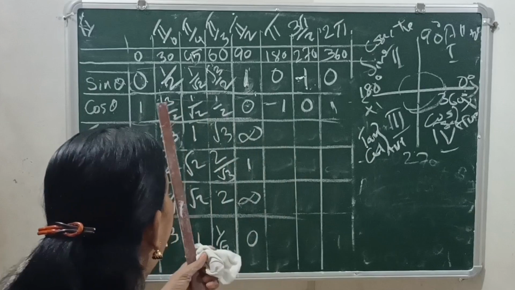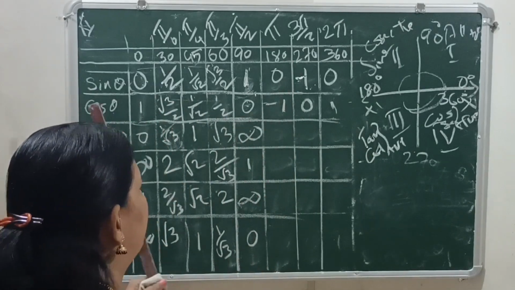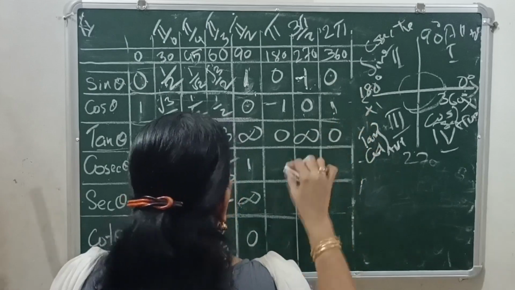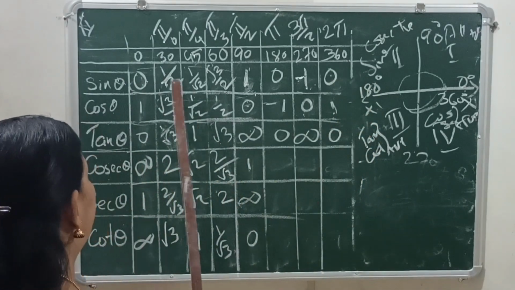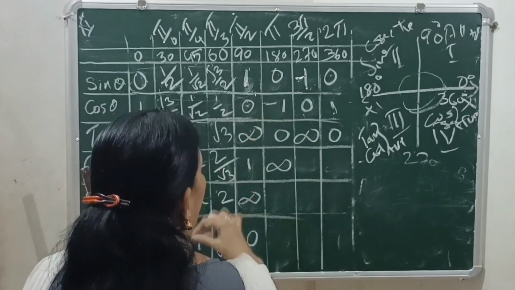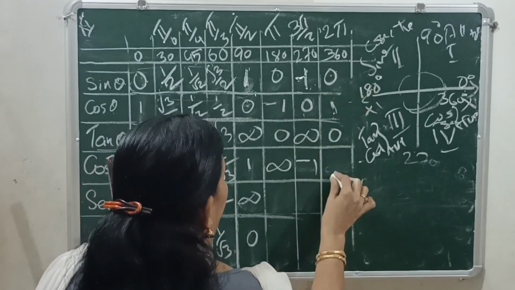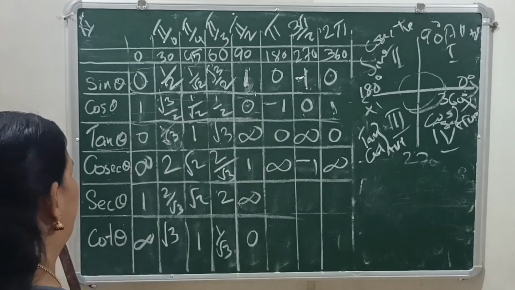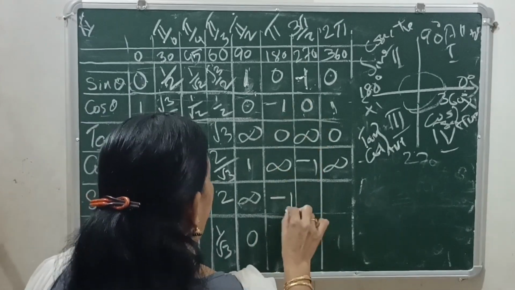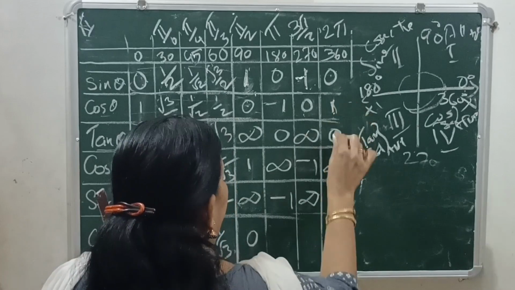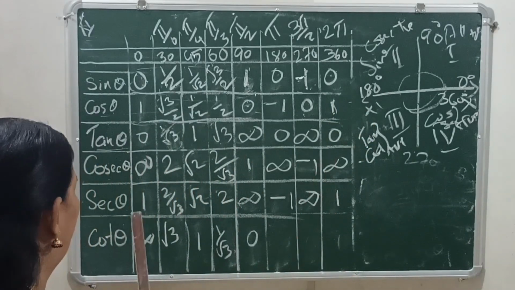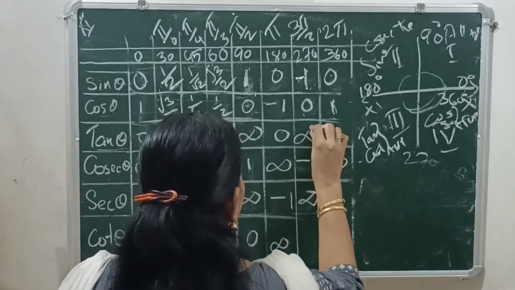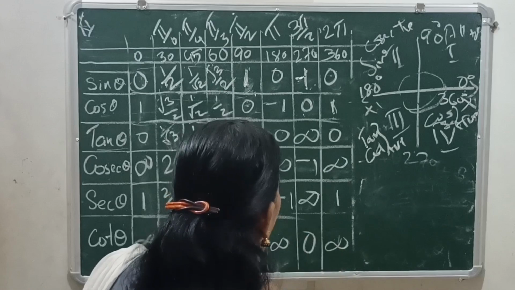Tan theta equals sin theta by cos theta: 0 by negative 1 is 0, negative 1 by 0 is not defined, 0 by 1 is 0. Cosec theta is the reciprocal of sin theta: reciprocal of 0 by 1 is not defined, minus 1 gives minus 1, then 0 gives not defined. Sec theta is the reciprocal of cos theta: negative 1 gives negative 1, 0 is not defined, 1 gives 1. Cot theta is the reciprocal of tan theta: infinity gives not defined, 0 gives not defined.